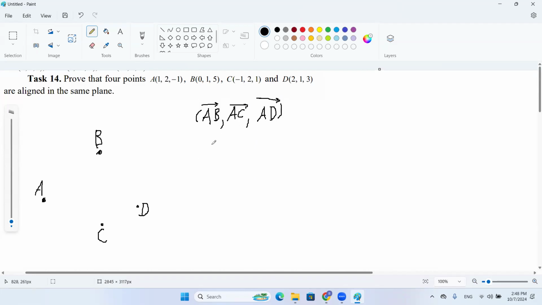So you can also calculate BA, BC, and BD. Don't forget that all of them must go from one point. So actually, that's the idea how to solve. Any questions about this task?